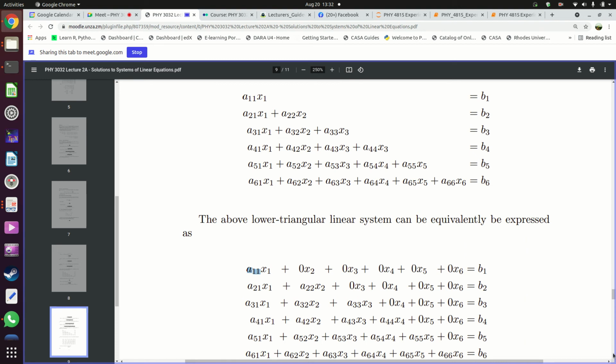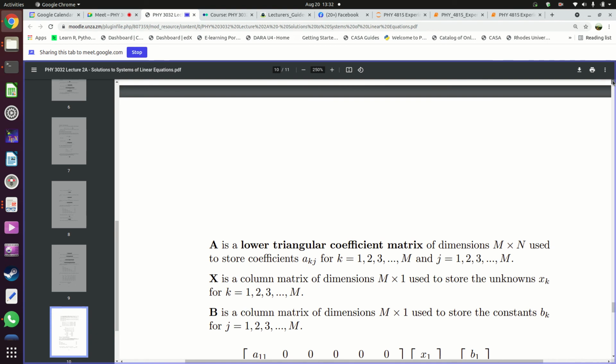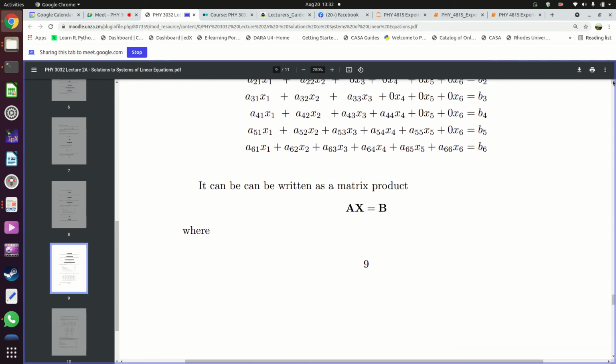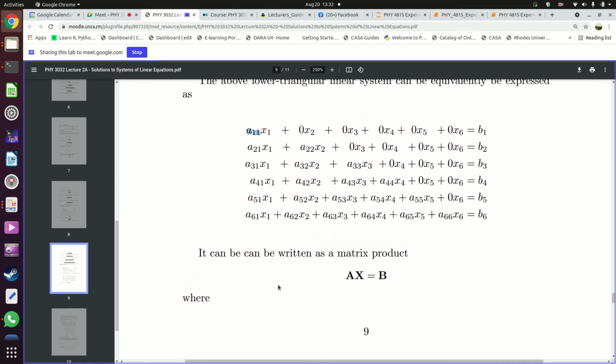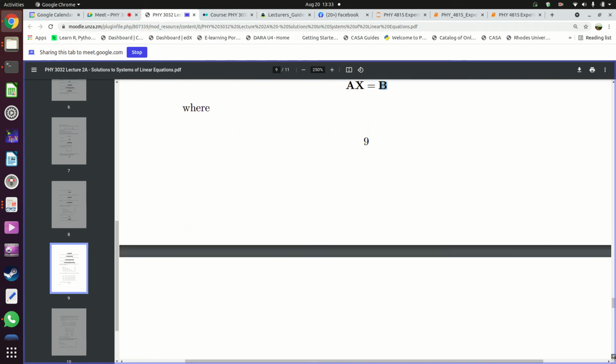When you have your equations written like that, it also means that you can express them in matrix form. What we have are 6 equations with 6 unknowns. So you can express your equations in the form of a coefficient matrix A, which is a 6x6 matrix in this particular case, times a column matrix of unknowns X, equals a column matrix of the constants B, like this.